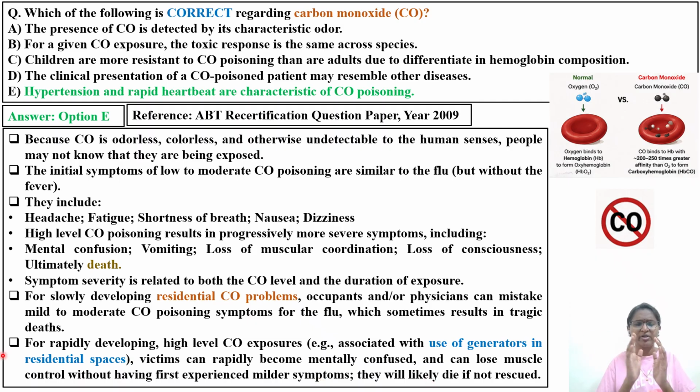So a closed environment is there. This particular type of exposure might cause mental confusion. It might cause loss of muscle control as well as death eventually.